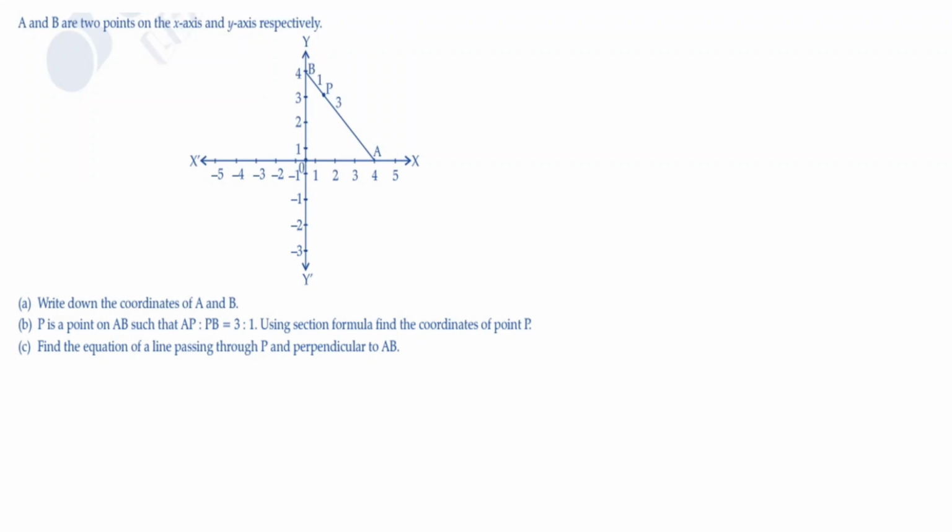In this question we need to find three values. First, the coordinates of A and B. We can get it by looking at the graph. Point A is (4, 0). Point B is (0, 4).